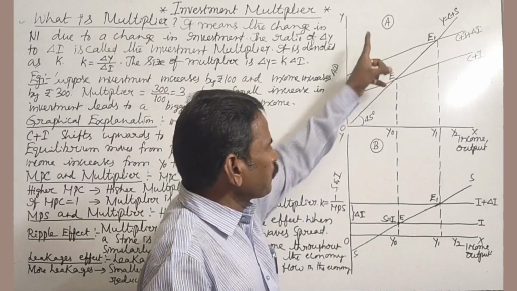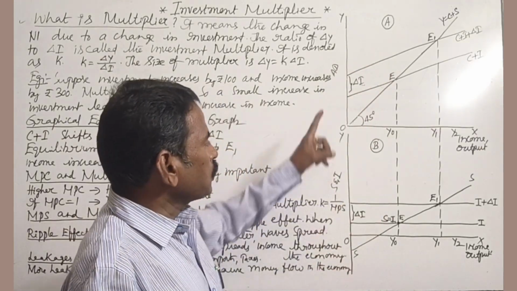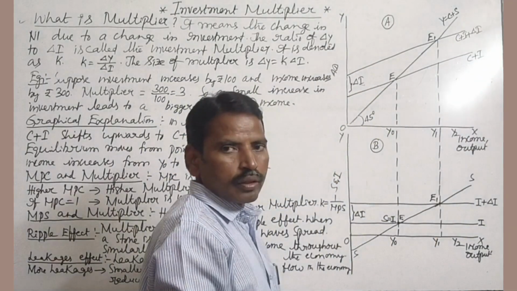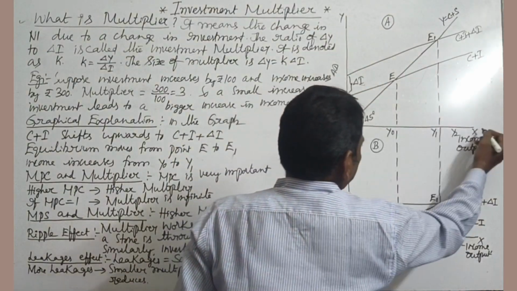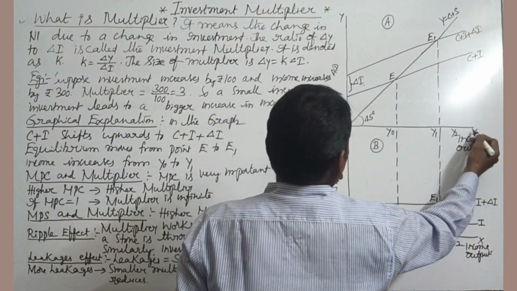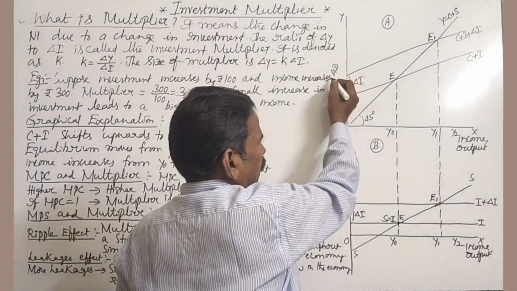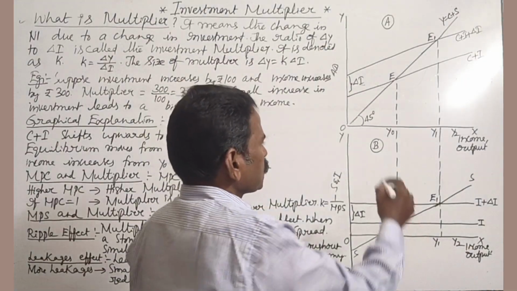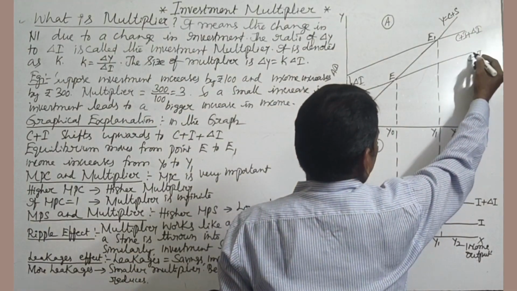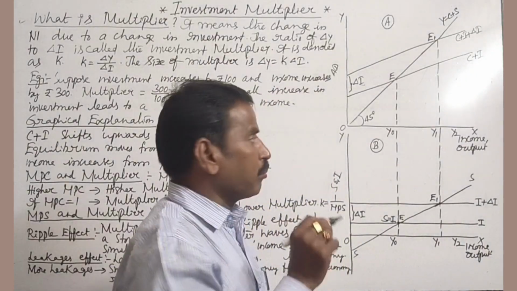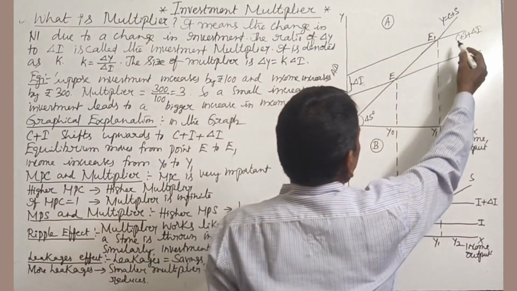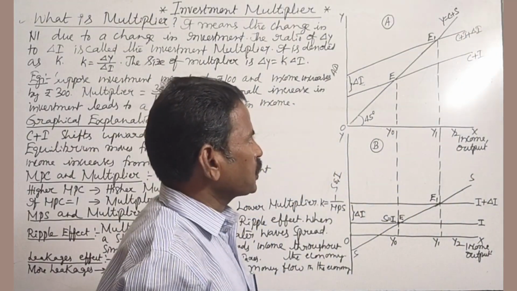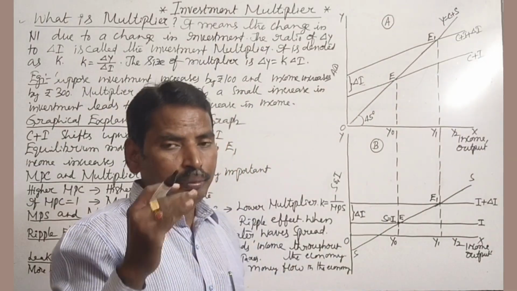This is panel A, this is panel B. In panel A, draw an L shape and mark Y, O, X. Aggregate demand is measured on the Y-axis, income or output on the X-axis. C plus I is the initial aggregate demand line, and C plus I plus delta I is the new aggregate demand line.